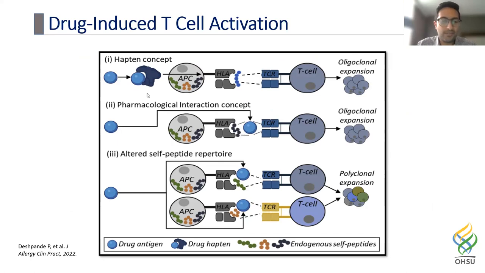We're not going to spend a ton of time on this, but just briefly, there's the hapten concept, where these small drugs and metabolites really have to bind to a self protein and become large enough to be recognized by the immune system. Antigen-presenting cells can pick them up, engulf them, and then present them. This is the way that beta-lactams typically develop sensitization.